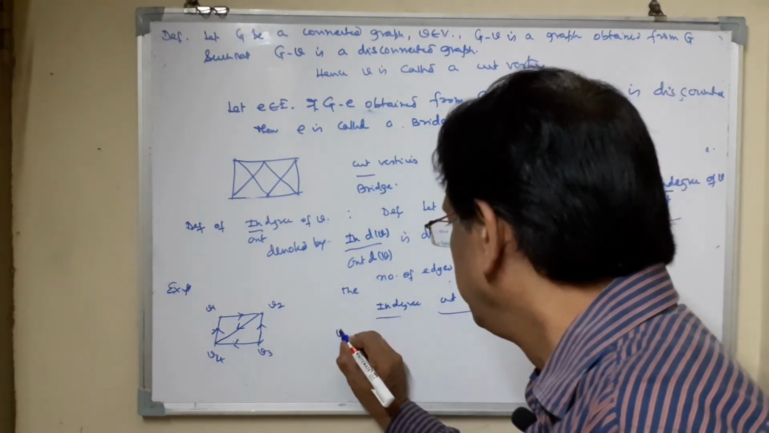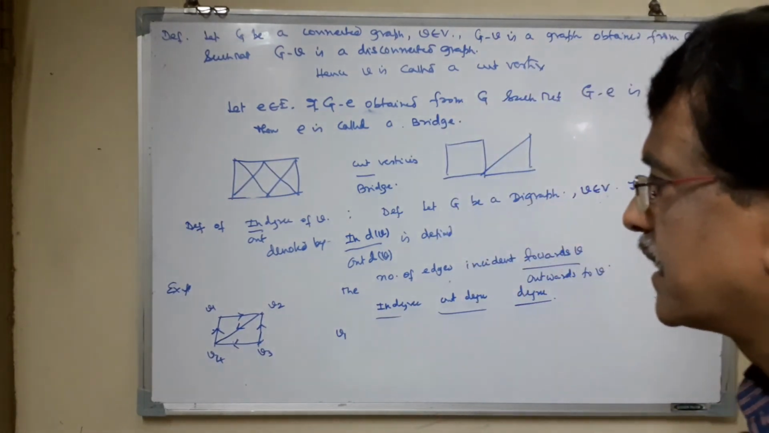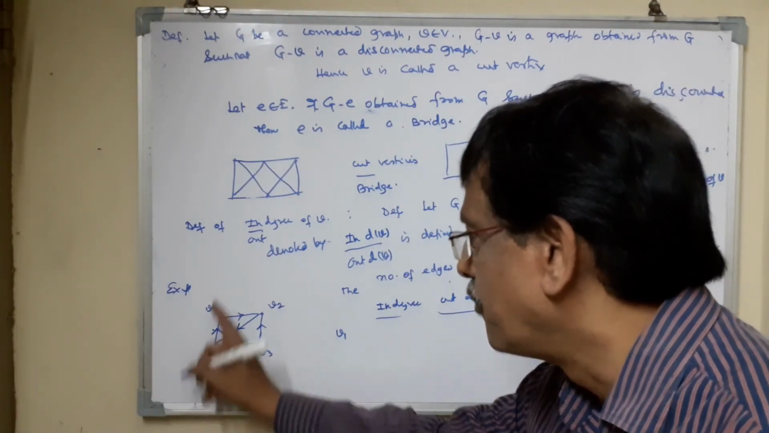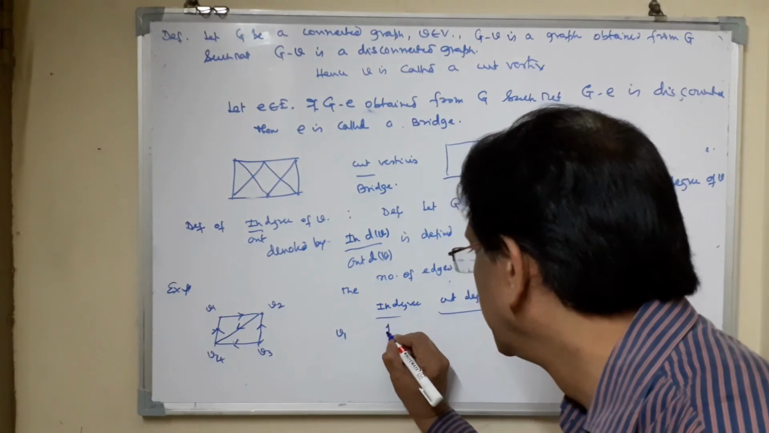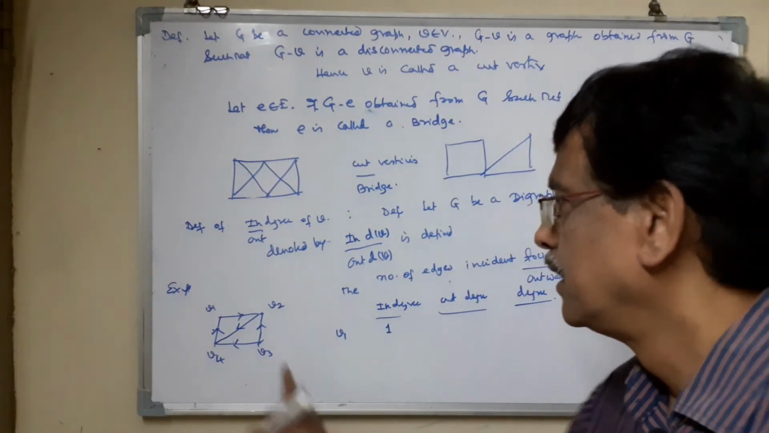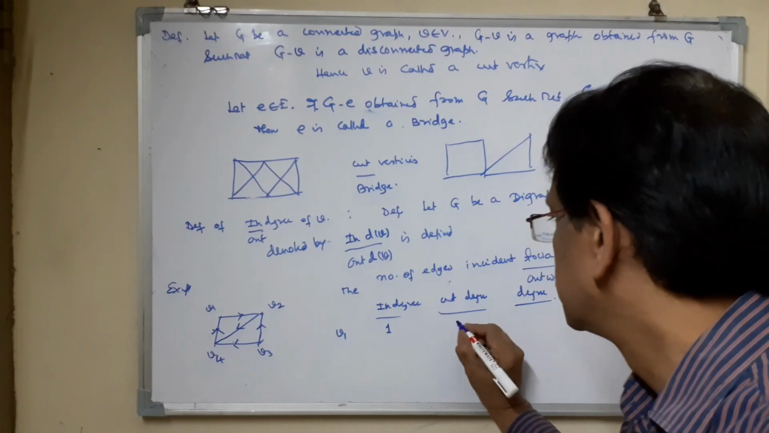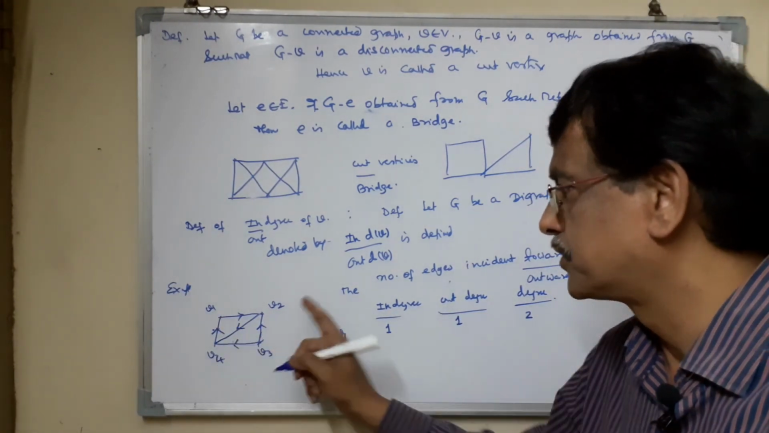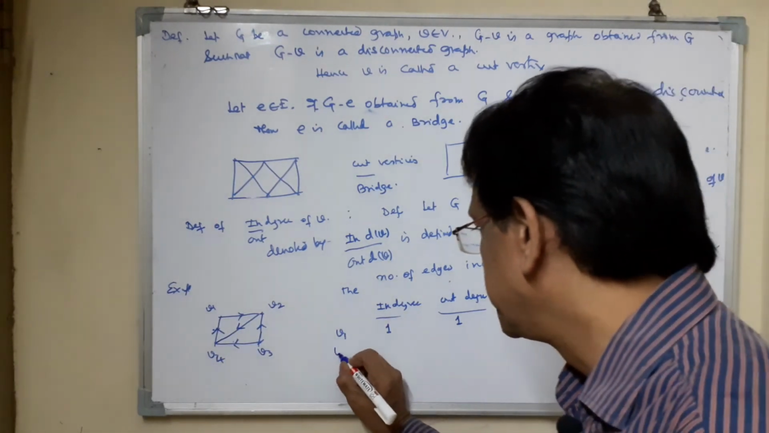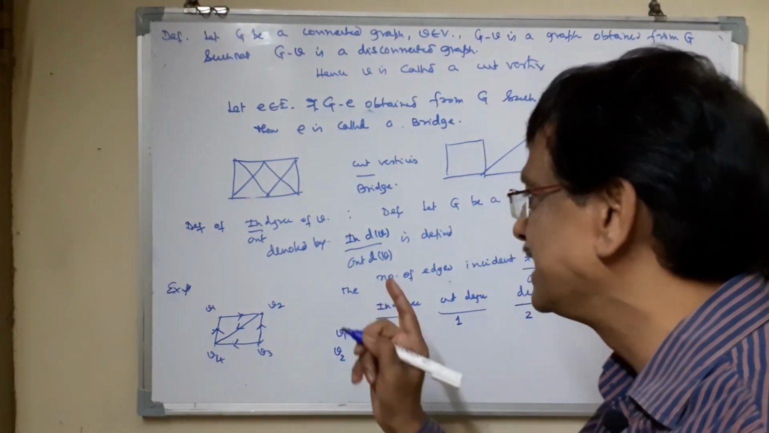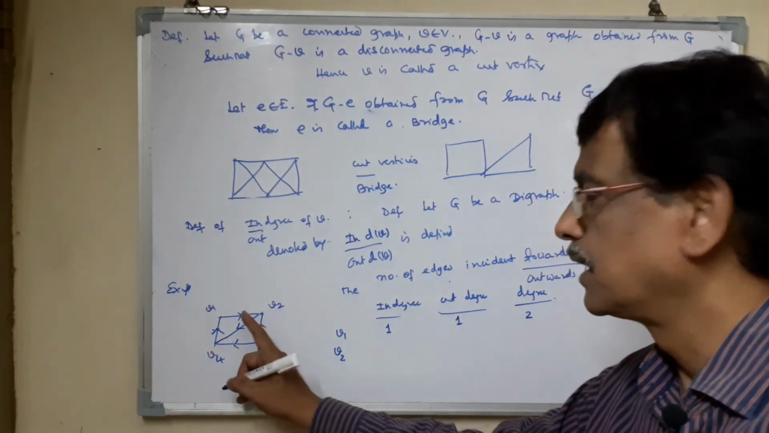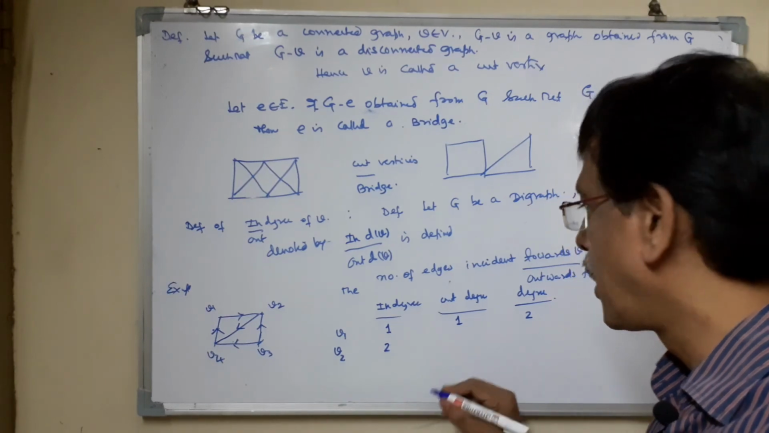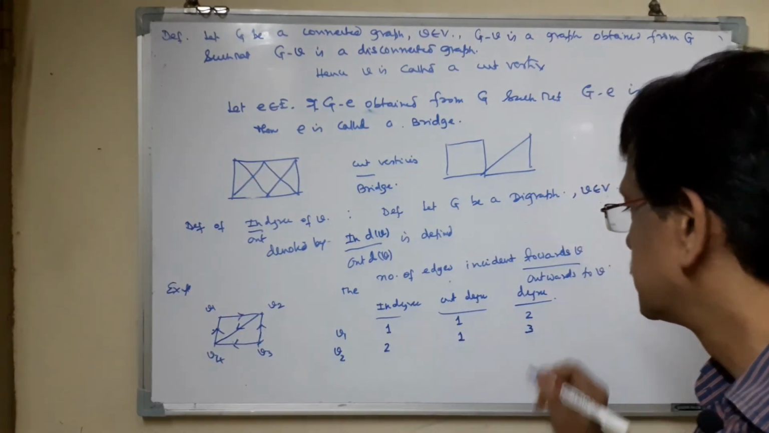Let us see V1. How many edges are incident towards V1? There is only one, from V4. So in degree is 1. What about the out degree? Out degree means away from V1, which is 1. So the total is 2, so the degree of V1 is 2, 1 plus 1. What about V2? How many edges are inside or towards V2? There are 2, namely this and this. How many are outward? 1. So the total is 3.